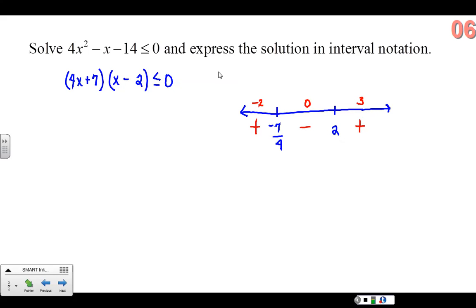Now look at your original problem. You do have the mark underneath, the equal to mark. Where is this polynomial less than or equal to 0? So the endpoints, we want to know where it's equal to 0. So the endpoints are included this time. And the interval where we're negative, less than 0, it means negative. Okay, so since it's negative between negative 7/4 and 2, my interval notation is going to be brackets this time.